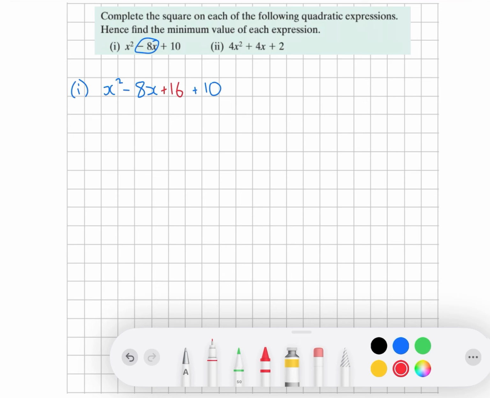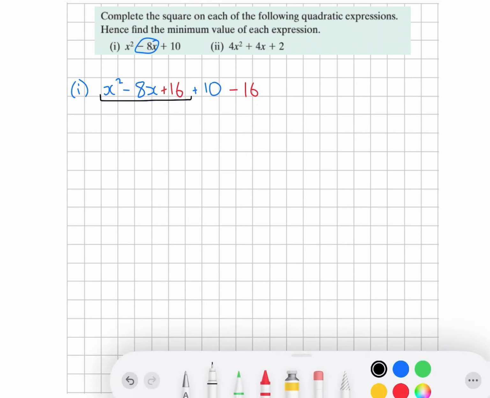So how I got that was the middle number was 8, I halved it, I got minus 4, and then I squared my answer. But I can't just come along and add on a plus 16 to the sum. So what I'm going to do is take it away again. And now I haven't actually altered the sum at all, because I've added 16 but taken it away. So I've not really done anything to it. And I'm going to pair these up. And this will always, if you use this method, give you a perfect square.